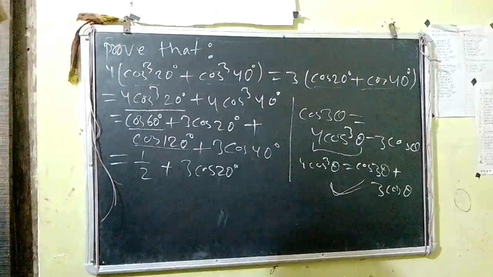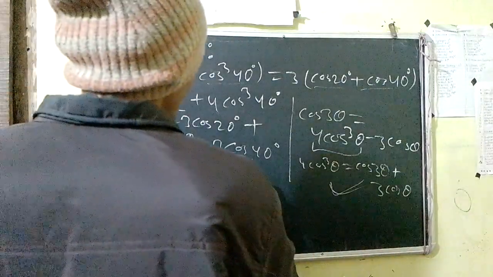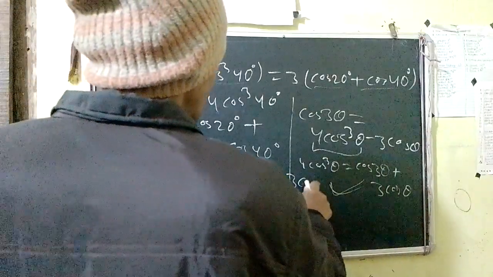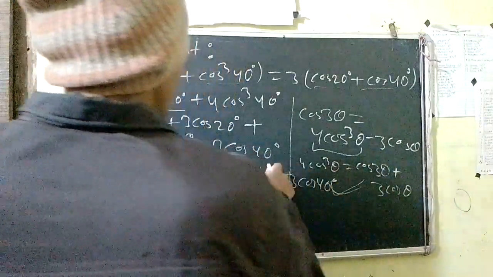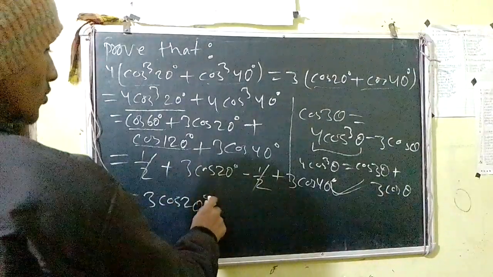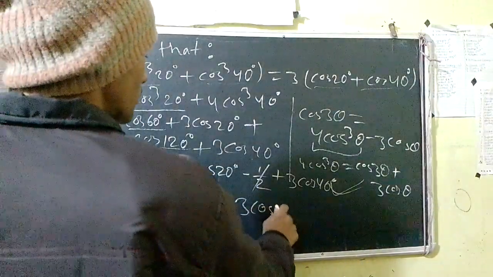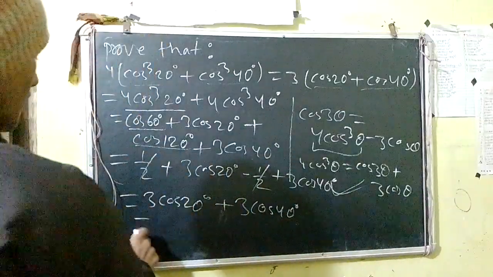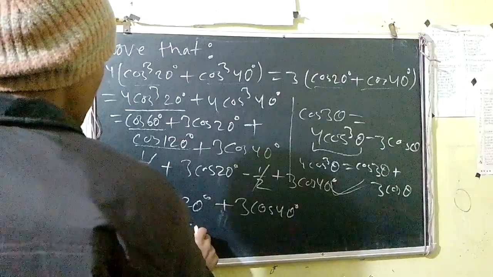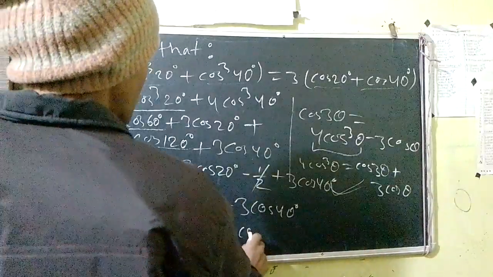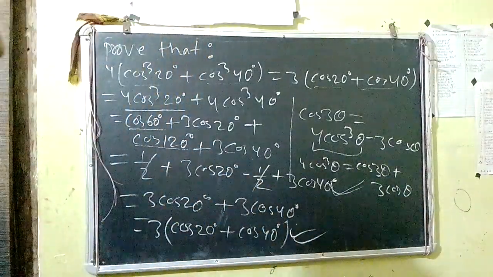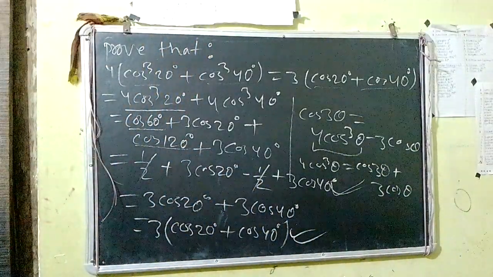What is cosine 120? That is minus sine 30, which is minus half, plus 3 cosine 40 degrees. Minus half plus half, they cancel out. We're going to have 3 cosine 20 plus 3 cosine 40 degrees. If we take 3 common, we're going to have 3 times cosine 20 plus cosine 40. And this is all that we wanted to prove. So you have this proven here as well.